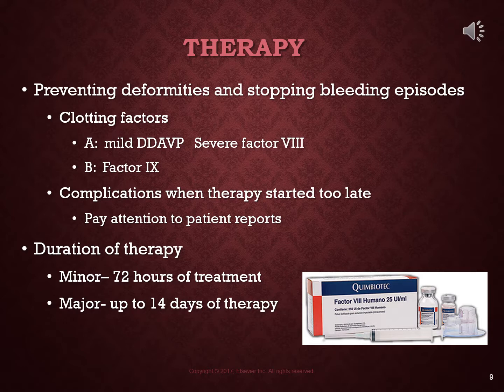The duration of therapy can be 72 hours if it's a minor issue. A major thing sometimes can be up to 14 days of therapy. Some people with severe cases of hemophilia can be treated prophylactically with factors if you are in a situation where you know bleeding is going to occur, preoperatively or something like that.